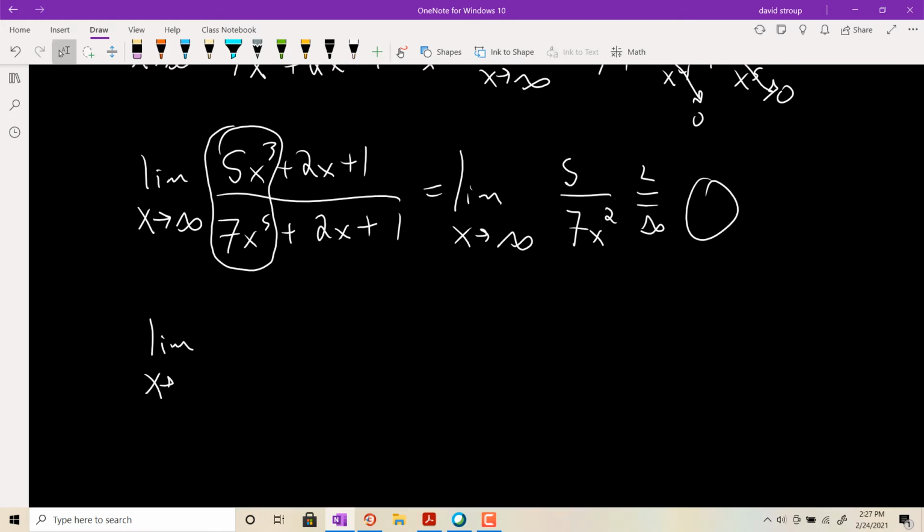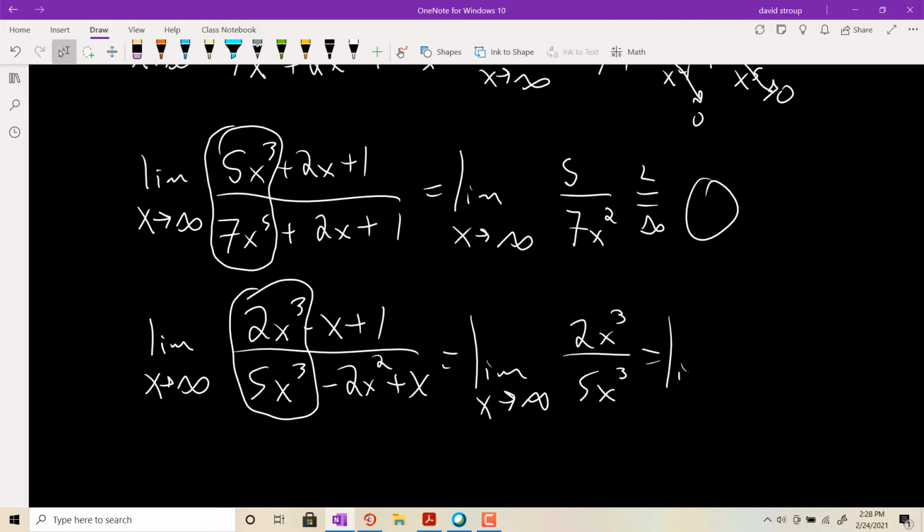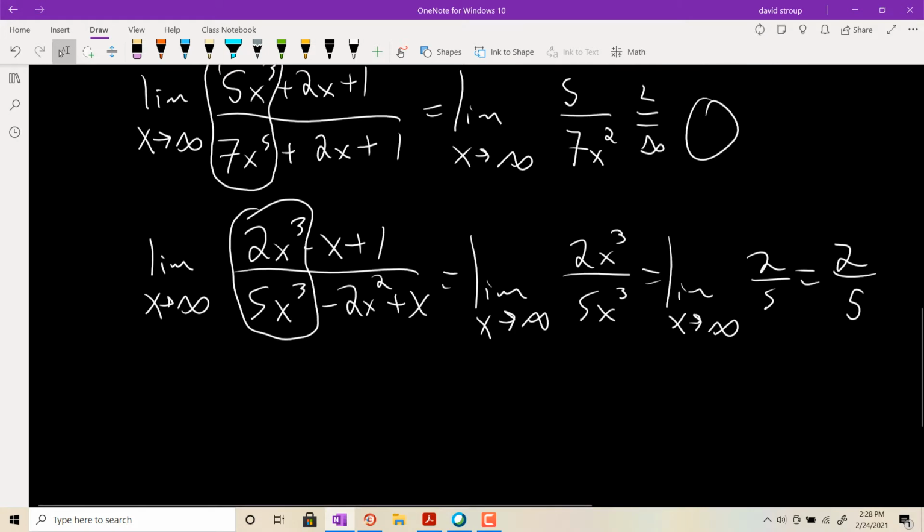Okay, and there are 3 variations on that theme, right? There's the one where the numerator and denominator have the same degree. So maybe like 2x cubed minus x plus 1 all over 5x cubed minus 2x squared plus x. To figure out that limit, again, you could divide everything by x cubed, but it's easier just to pick off the high degree terms and work with that. So you'd end up with 2x cubed all over 5x cubed. In other words, the limit of a constant, 2/5, which is just 2/5. Right? The limit of a constant is always just the constant.